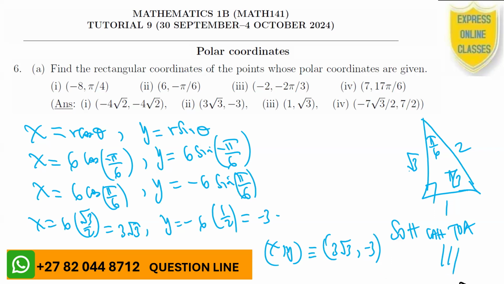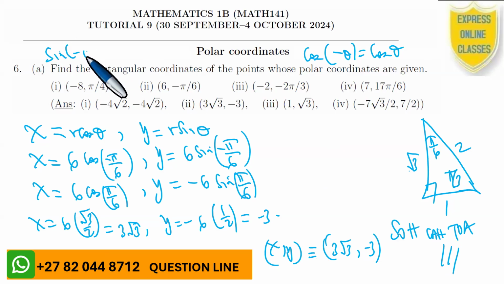Sorry, where did the negative go to for the cosine? Yes, the reason is that the cosine is an even function. So cosine of negative theta is always cosine theta. It's the same thing. Whether it's negative or not, it becomes just positive for the cosine.